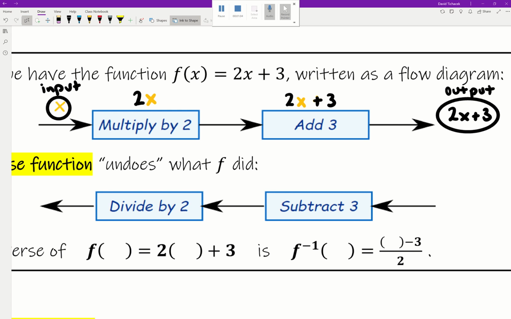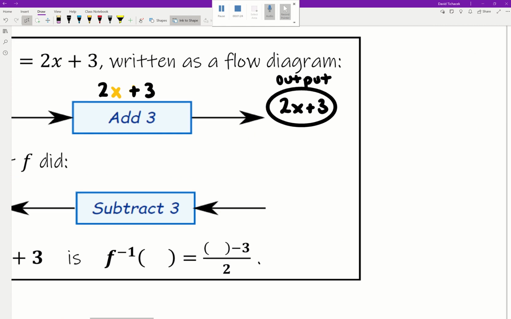Okay, now let's say that we wanted to now undo what we just did. Again, what we just did is we multiplied by 2 first and then added 3. If we're going to undo those two actions, then we better do the opposite of those actions and also in the reverse order, okay? So let's start with the output that we had here, right?